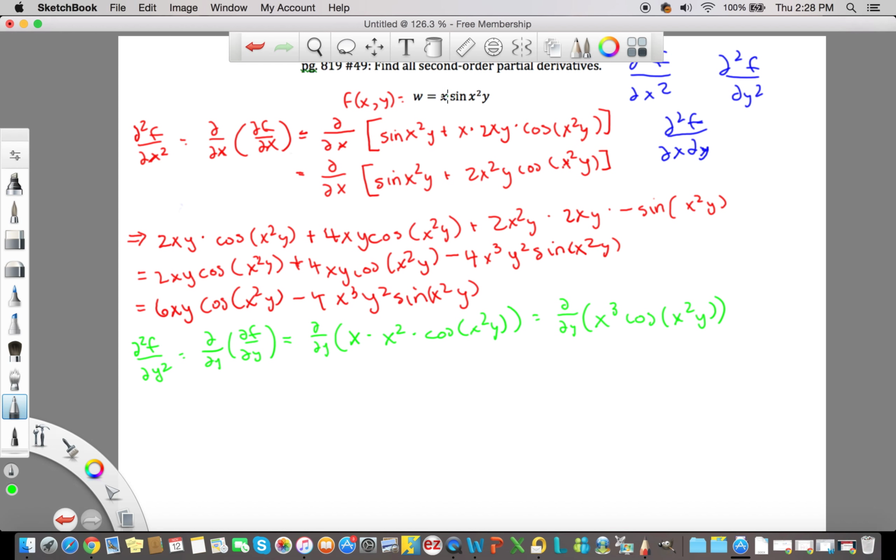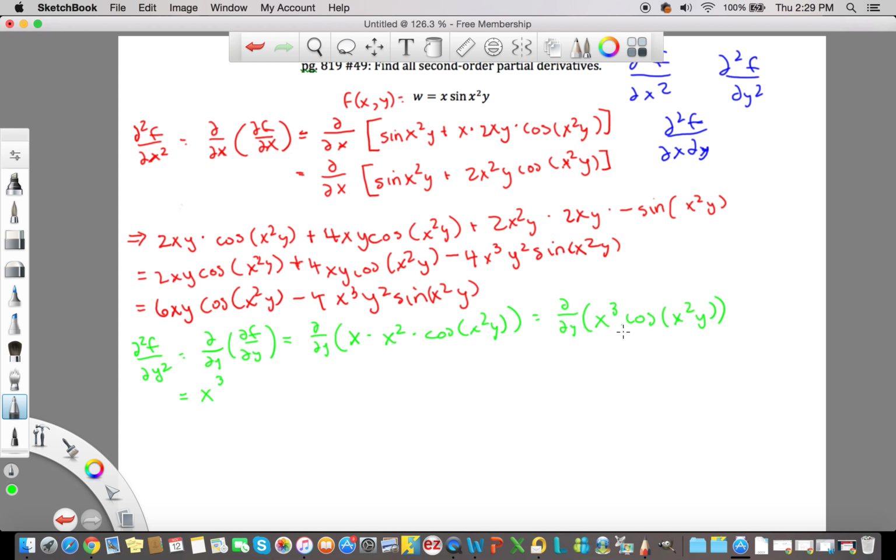It's mainly because we don't have a product rule here, because this is just acting as a constant. That's mainly why. Okay, so now we're going to find this piece here. We're going to take the derivative of x cubed cosine of x squared y with respect to y. So let's do that. Remember, this x cubed is just going to act like a constant there, so we can just put that out front and don't have to worry about that.